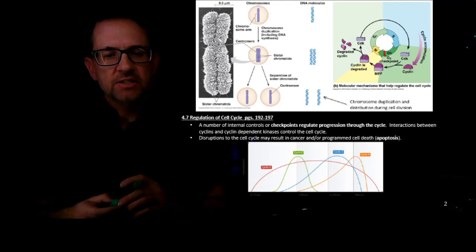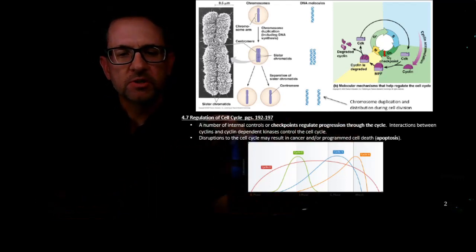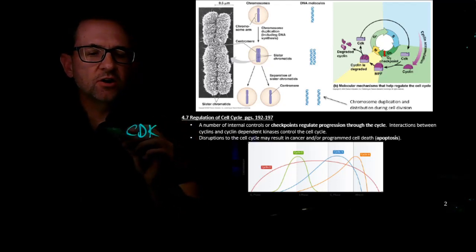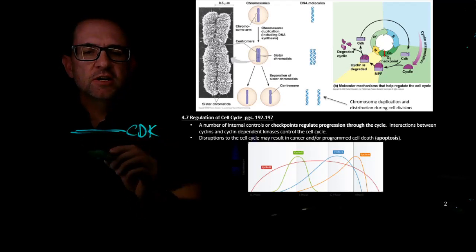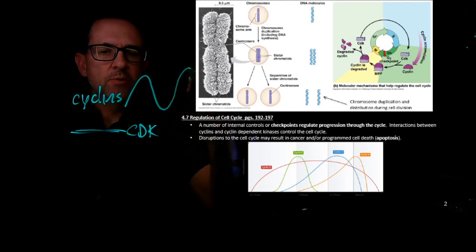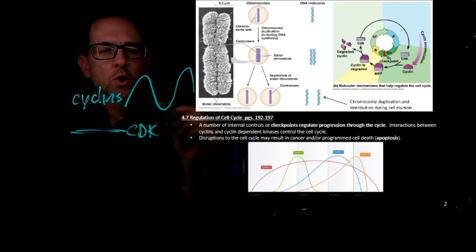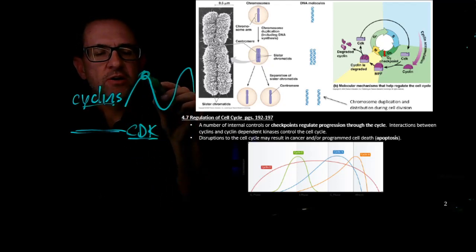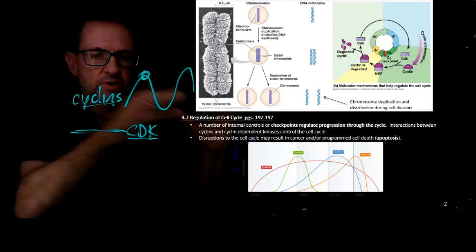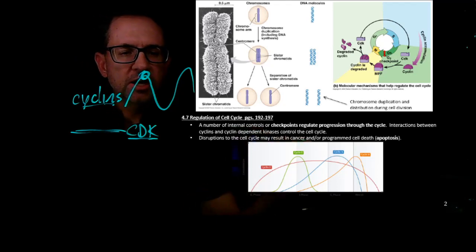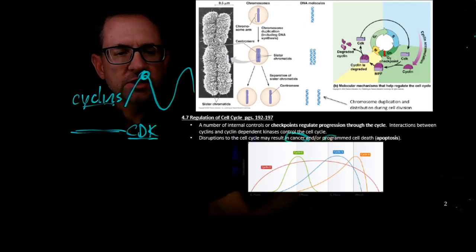Interactions between cyclins and cyclin-dependent kinases. Now remember, cyclin-dependent kinases, CDKs, are always going to remain even. It's the cyclins that go up and down, that control it from one cycle to the other. When these cyclins bind the CDK, it becomes a complex. That's going to activate it and allow it to go to the next stage. It says disruptions to the cell cycle can result in cancer, kind of a common answer here, or programmed cell death, aka apoptosis.